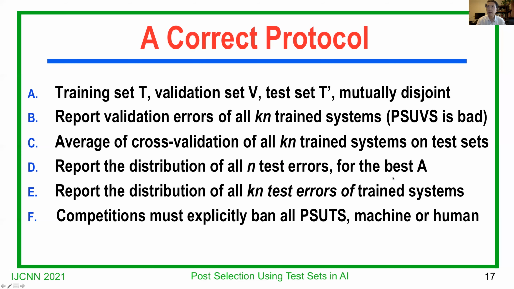For the best system architecture, hopefully you design a single architecture and you don't need to search. Then report the distribution of all Kn test errors of all training systems, so you can see how the performance is sensitive to random seeds and the system hyperparameters. And if you have computations, the computation must explicitly ban all PSUTS, whether by machine or human.